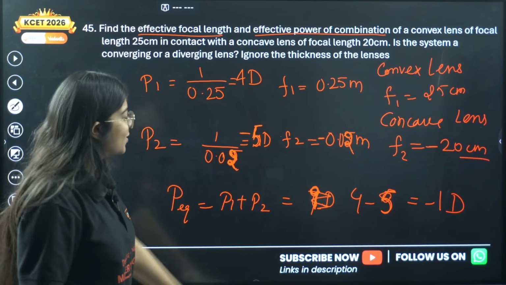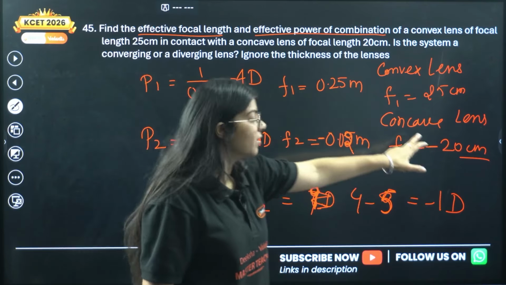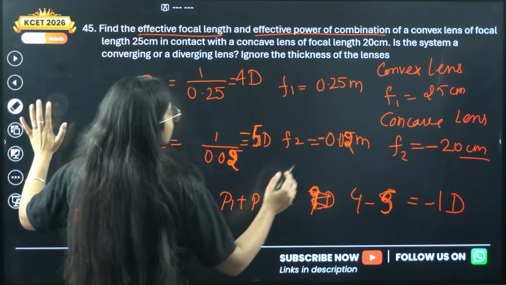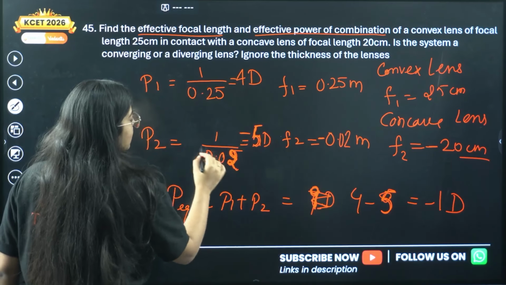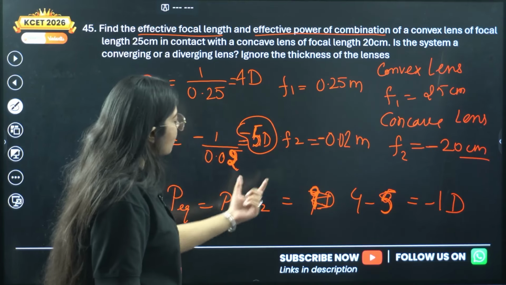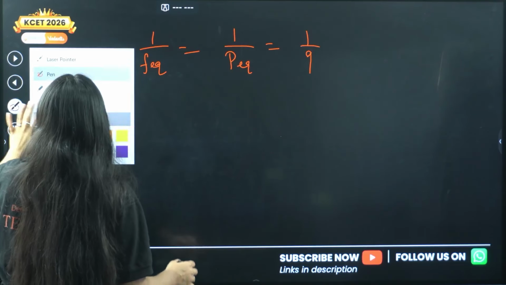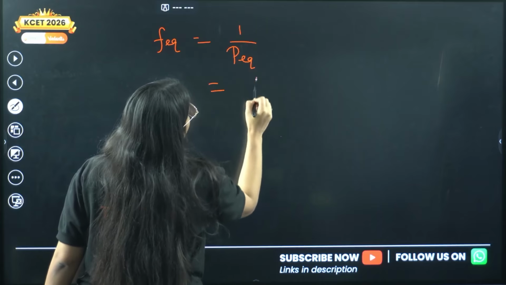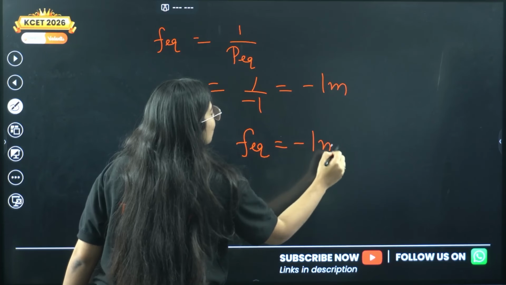Understood now? I'm really sorry. You can learn from my mistakes, right? Focal length is negative. So make sure you carry that negative everywhere. So this will be minus 0.02 meter. Correct? And then if you divide it by minus 0.02, it will be minus 5 diopter. And when you add this, 4 minus 5 will be minus 1 diopter. So my equivalent focal length will be 1 by power equivalent, 1 by minus 1, which will be minus 1 meter.